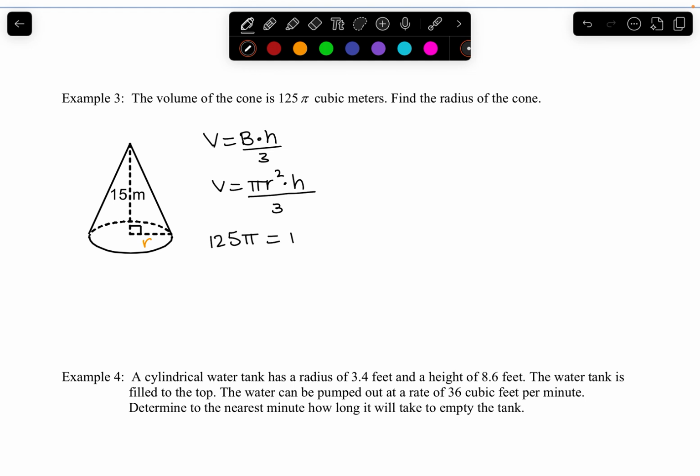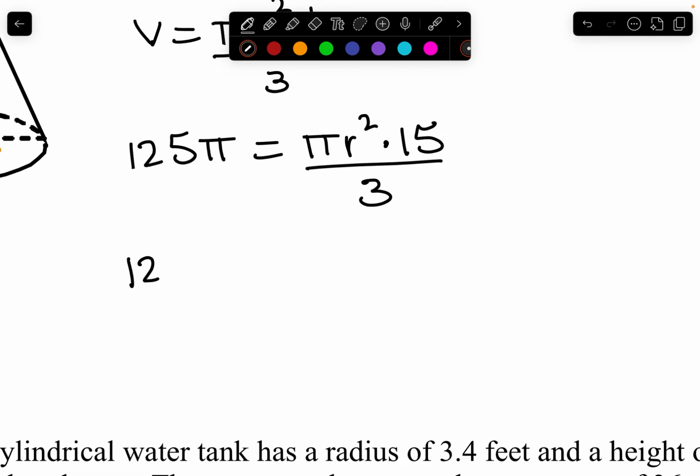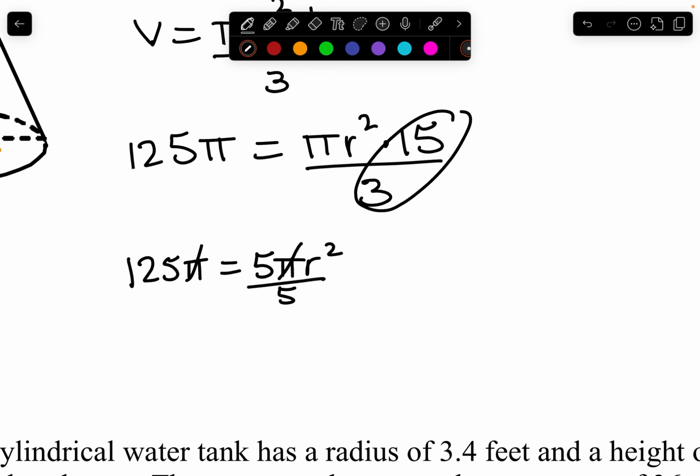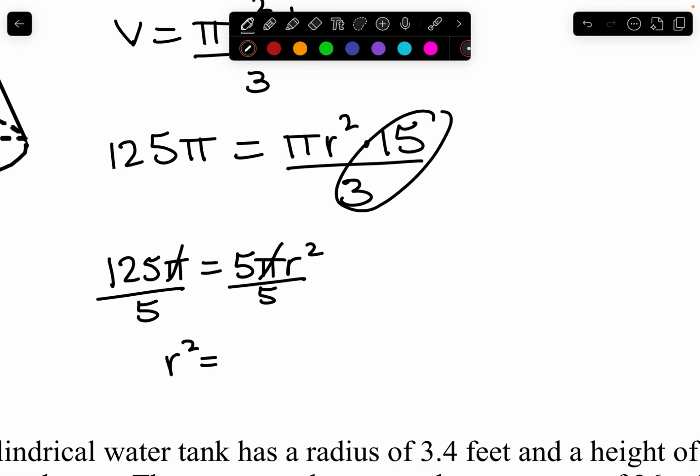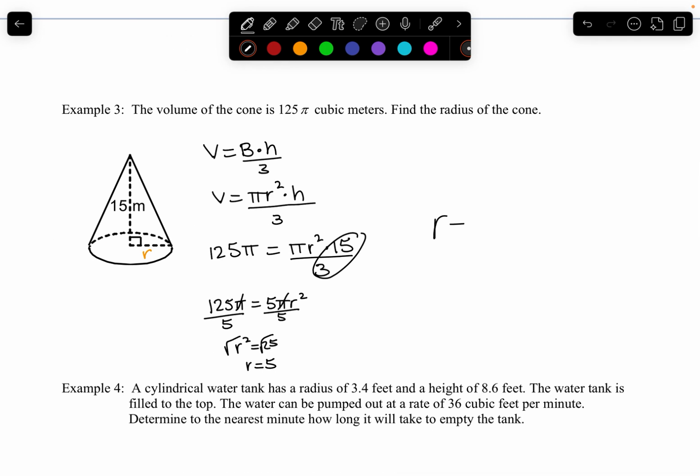Okay, so this is 125 pi equals pi. I don't know my radius. I know my height divided by 3. All right, we've got 125 pi equals, this will simplify to 5 pi, radius squared. My pi's cancel. I can go ahead and divide both sides by 5. I'm pretty sure that's 25. It is 25. So my radius squared equals 25. So my radius should equal 5. Radius will be 5 meters. Lots of backwards problems here, which is okay.